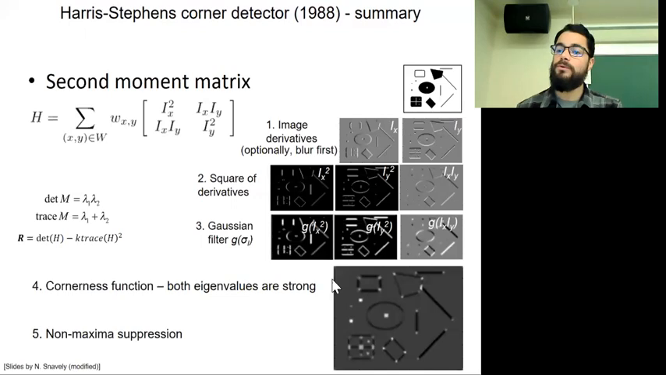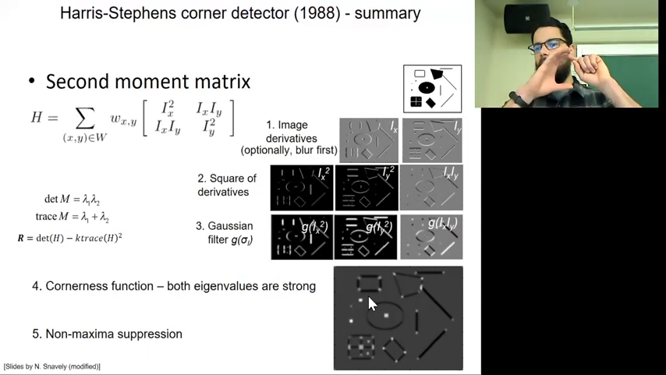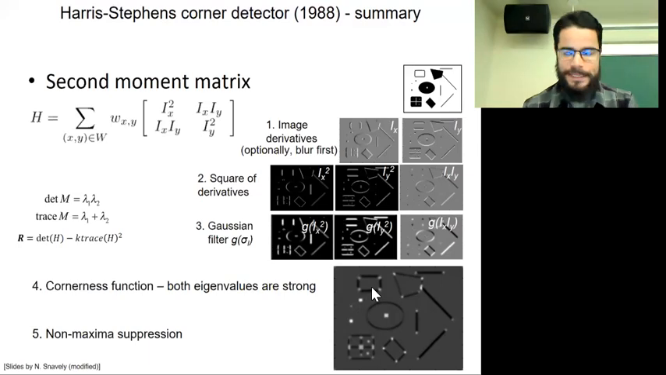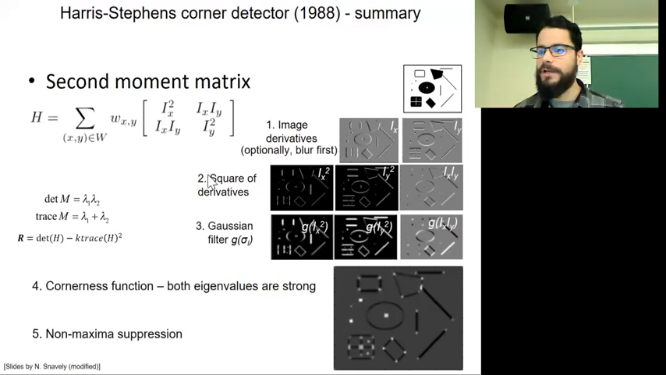And then finally, we do non-maximum suppression in order to reduce this group of pixels that had an R and are close together to just a single position, okay? That will be the last step. And again, if you just want to remember how the HS corner detector works, you can come back to this slide here and everything is summarized.